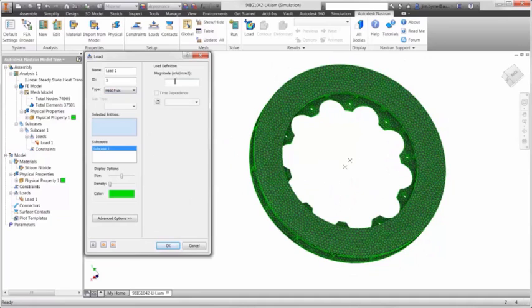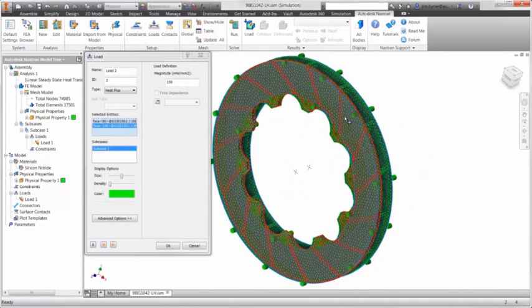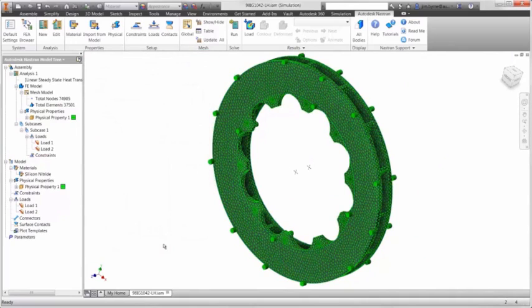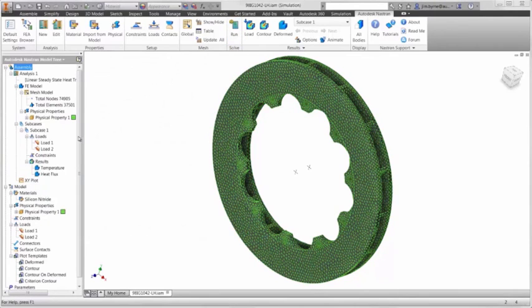Next, we will apply heat flux, or the amount of power per square millimeter, for both sides of the rotor. All that is left is to run the solver. This model takes about 1 minute to solve.